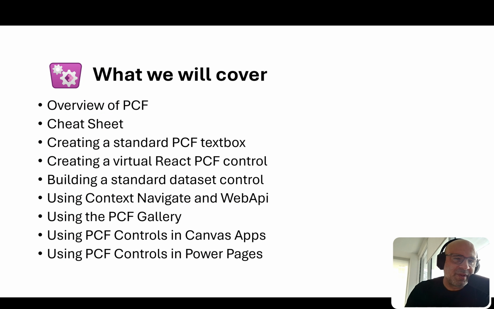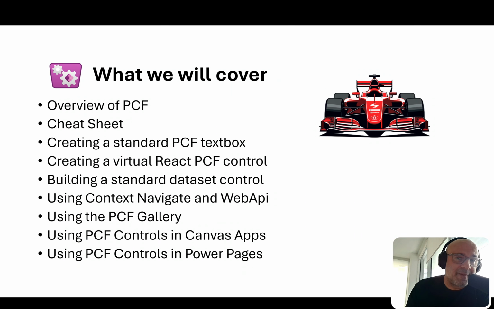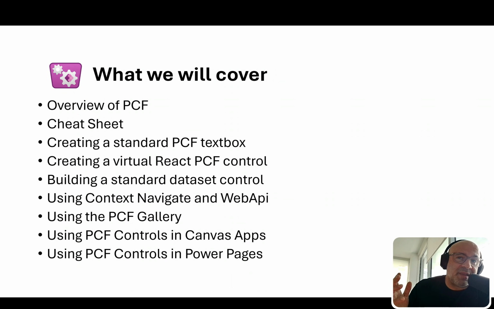These are some of the things that we're going to go through. We're going to talk a little bit about an overview of what PCF controls are, the Power Apps component framework. And we'll go into some cheat sheets that I created that are going to help us build these controls a little faster, I hope, and get over the learning curve a little more quickly. We have building a standard PCF text box. That's the most basic example that you can go with, apart from a label. We'll start with a label actually, and then a text box. So you'll see the inner workings of how these controls actually come together.